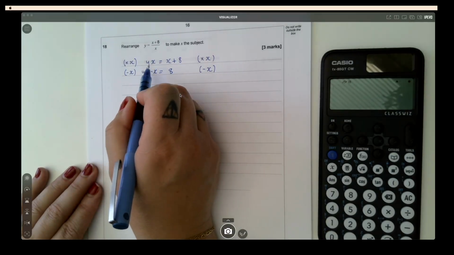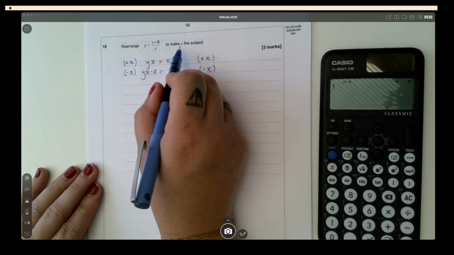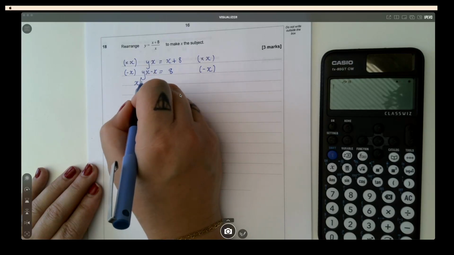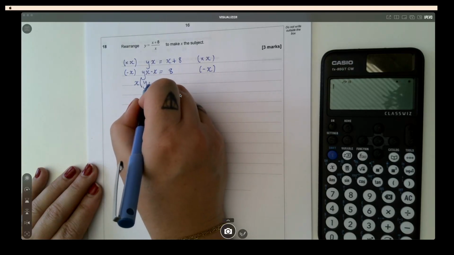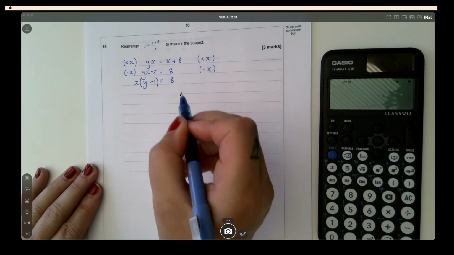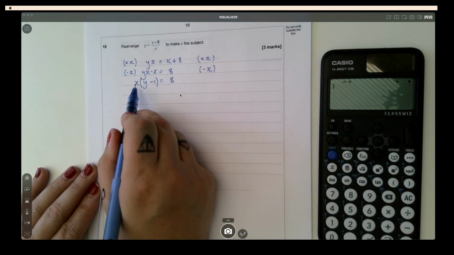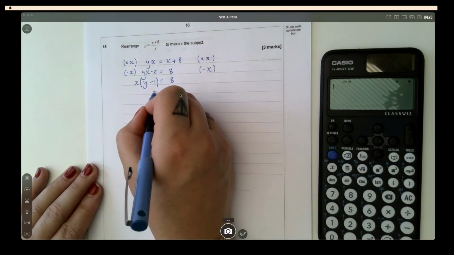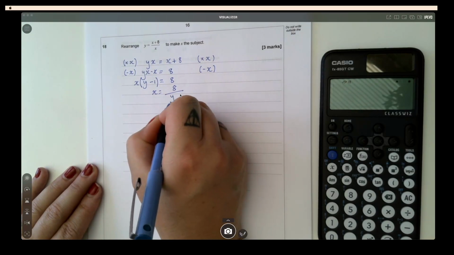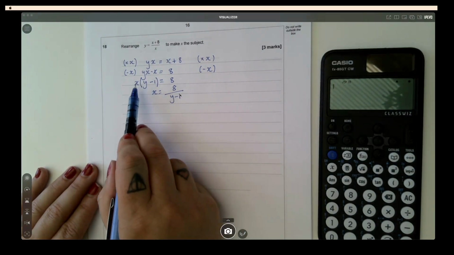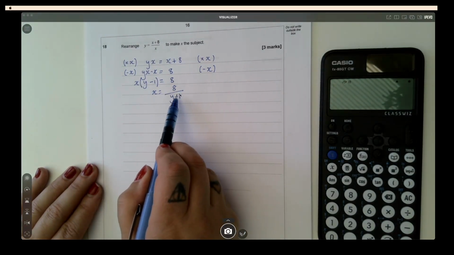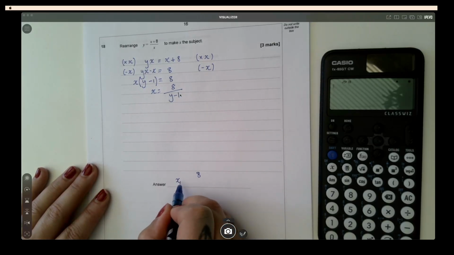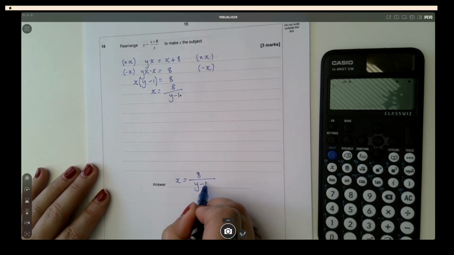Now I'm going to factorise the left-hand side because I only want one version of the x. So if I pull out a common factor of x, y times x becomes y, and the negative x becomes negative 1. Now that I've factorised and got the x in 1, I'm going to divide by that bracket. So x equals 8 over y subtract 1. It's important when you're dividing that the whole thing goes underneath and we write it as a fraction. And then I'm going to pop that on my answer line. So x equals 8 over y subtract 1.